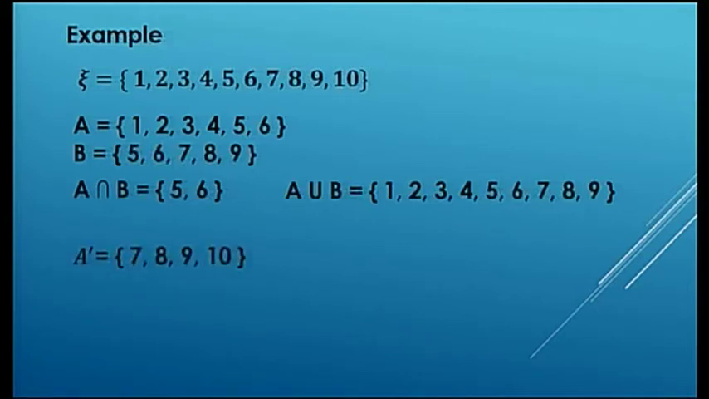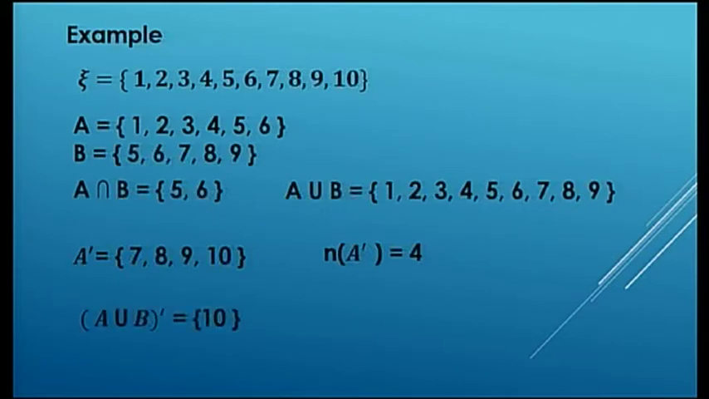Earlier we talked about the complement of a set. So A dash is equal to 7, 8, 9 and 10, because we don't have these elements in A, but we have them in the universal set. We also talk about the number of elements. If we want to know the number of elements in A dash, we just need to count the number of elements in A dash. Here we have 4.